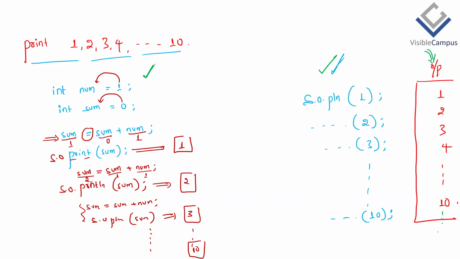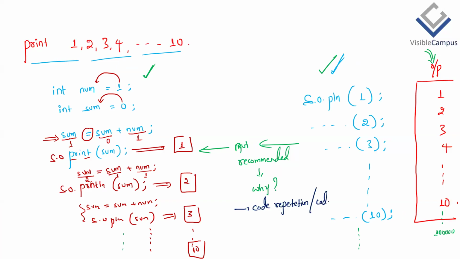But what if I want to print up to 1 lakh? Will you write 1 lakh print statements? No. Will you write these 2 lines 1 lakh times? Therefore, the answer is both are not recommended. Why? The reason is this is called code repetition. We also call it code redundancy.